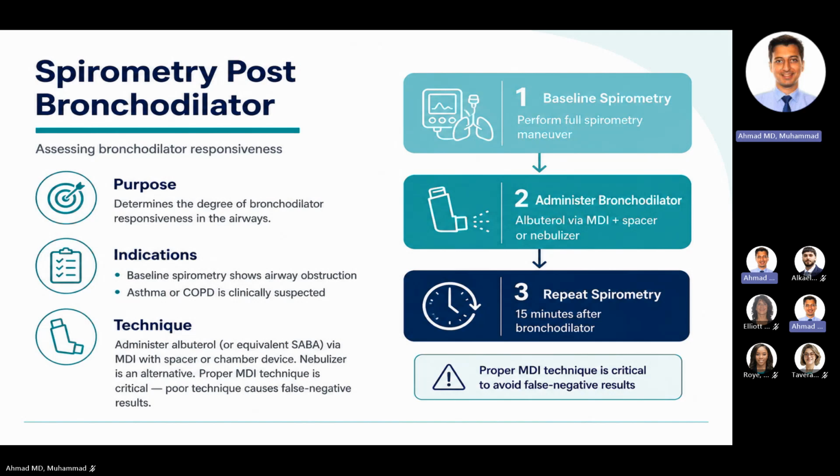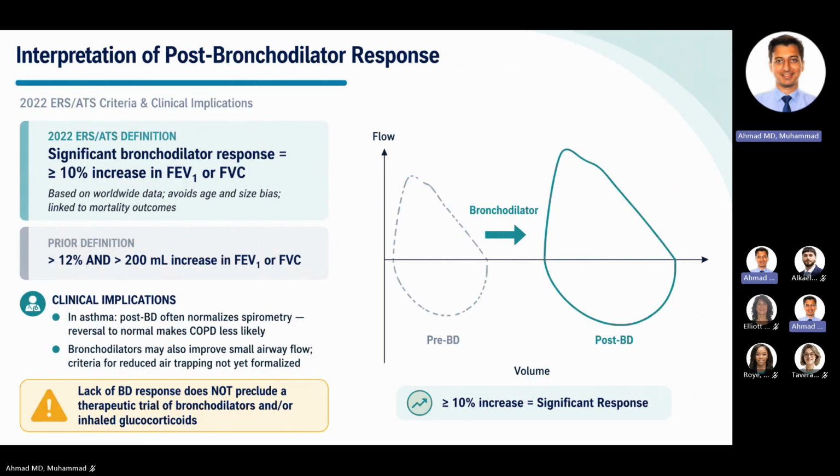Okay, while if the response is greater than 10%, which I will go into a little later, it means that they have a positive bronchodilator response. And if the patient is suspected to have COPD, this could be a combined overlap syndrome of asthma COPD. So how does one interpret a positive bronchodilator response?